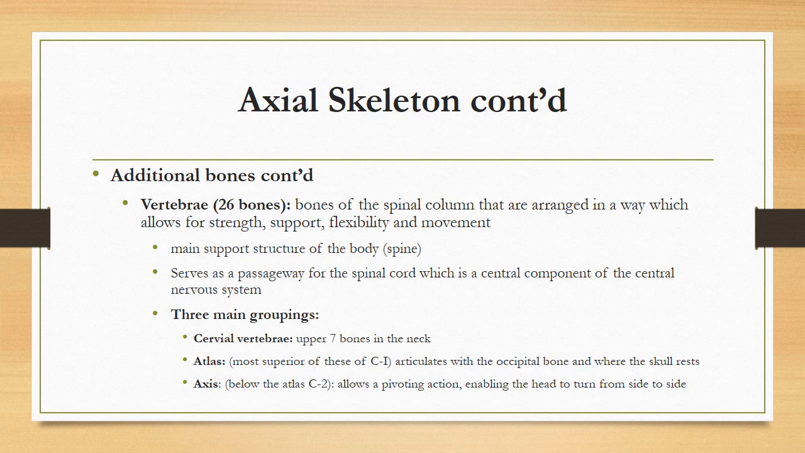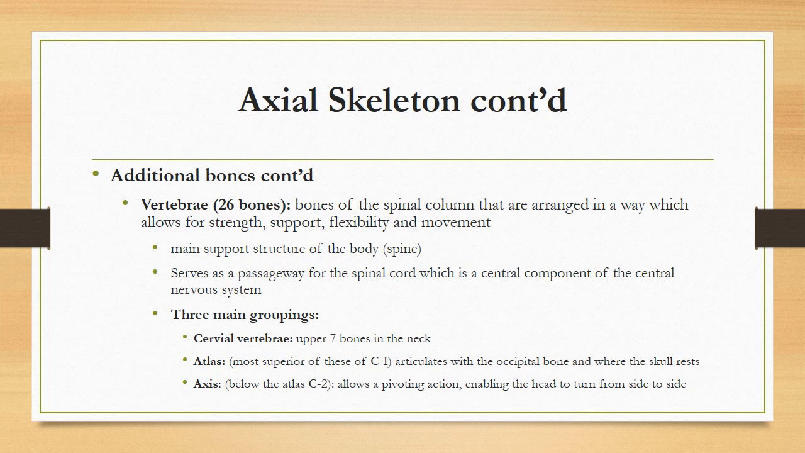Continued. Your vertebrae are bones in the spinal column that are arranged in a way that allows for strength, support, flexibility, and movement. Again, the main support structure of the body is the spine, and it serves as a passageway for the spinal cord, which is the central component of the central nervous system, or CNS. It has 3 main groupings, which are the cervical vertebrae, the upper 7 bones in the neck. The atlas, which is the most superior of these, is C1, and it articulates with the occipital bone, and it's where the skull rests.